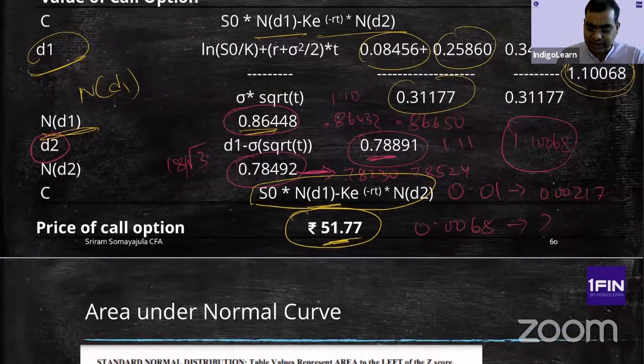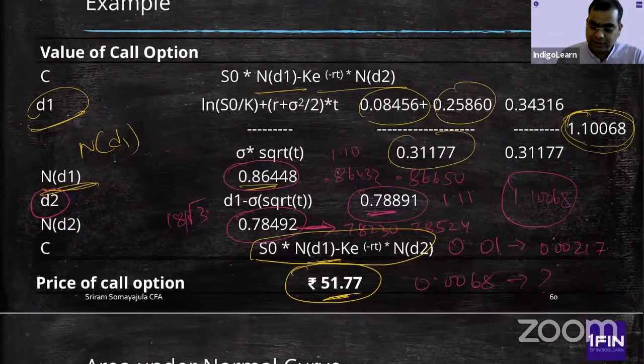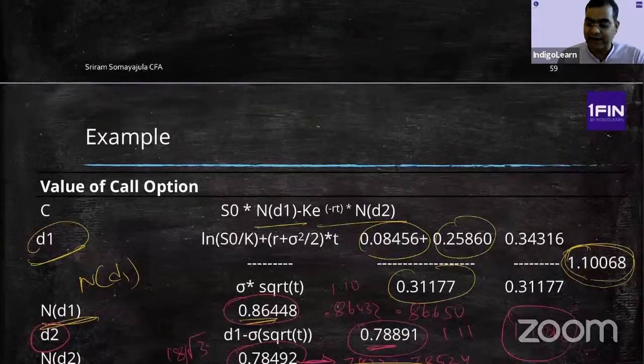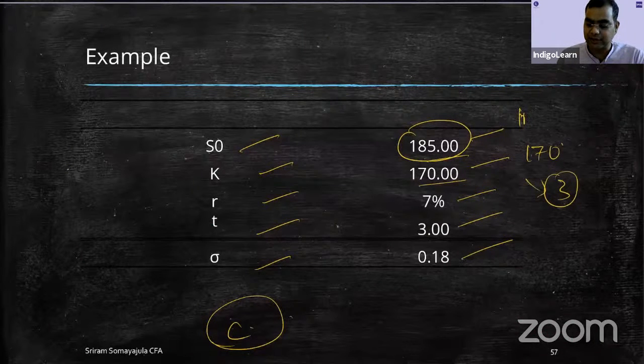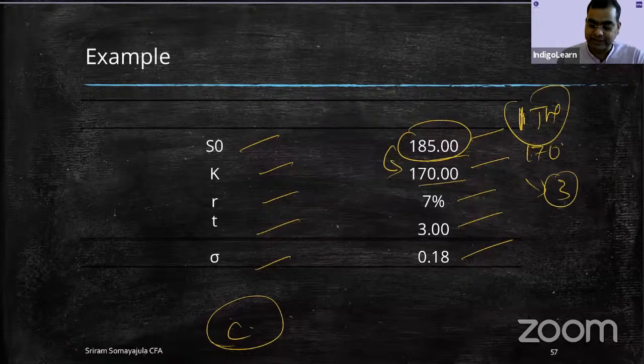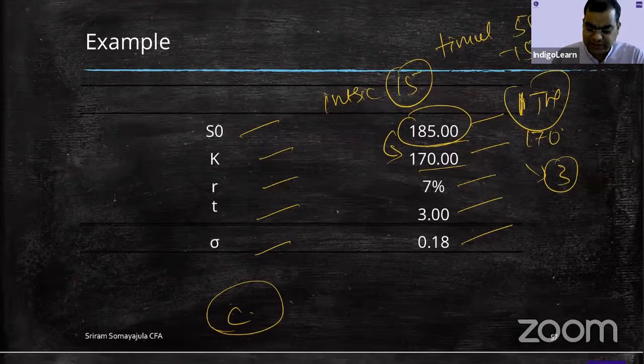The price of the call is high for one simple reason. Current spot is 185. I have to buy it at 170 and I can buy it after 3 years. So this is in the money. In the money options are expensive. So intrinsic value is 15 rupees. Time value is 51 minus 15, that is 36 rupees. So this is how this is computed.